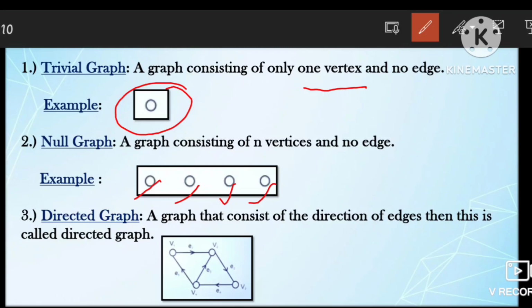Now third is the directed graph, a graph that consists of the direction of edges, then this is called a directed graph. So in the example given you can see that there are several vertices and edges and these have a specific direction. Here you can see that V1 and V2 vertices are joined by edge E1, and it has a specific direction, and this is shown by the arrow here.